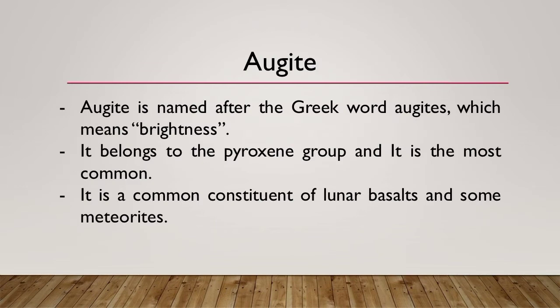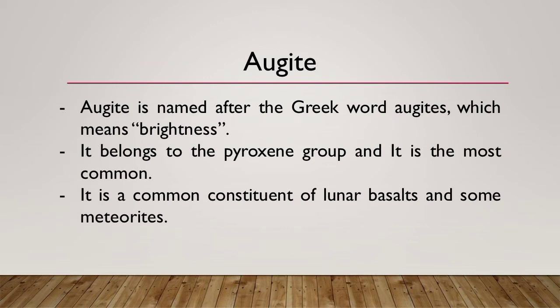Next is augite. Augite is named after the Greek word augites, which means brightness. It belongs to the pyroxene group, and it is the most common. It is a common constituent of lunar basalts and some meteorites. So, ibig sabihin nito, yung augite daw is galing sa Greek word na augites, na ang ibig sabihin ay brightness.